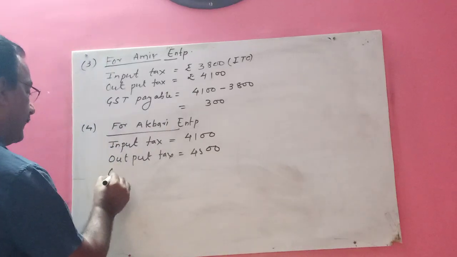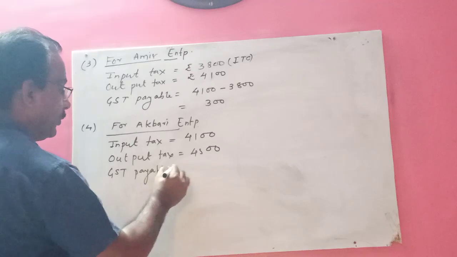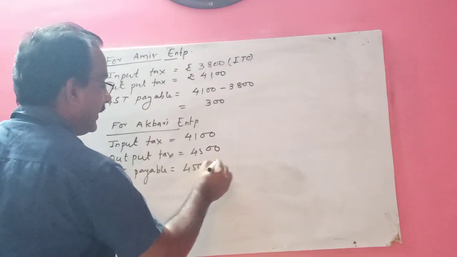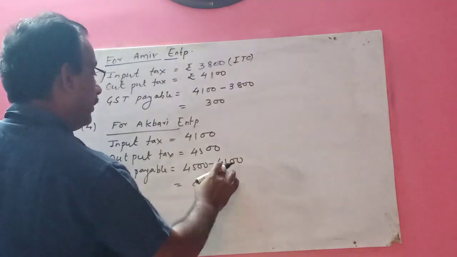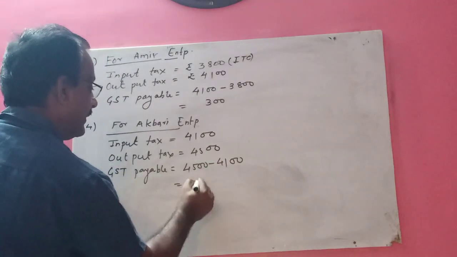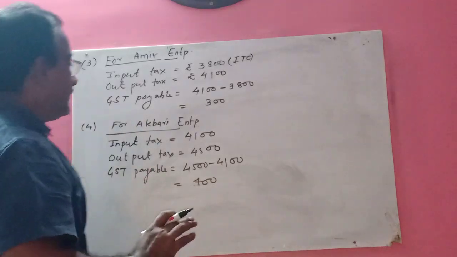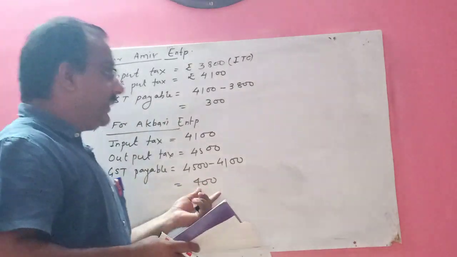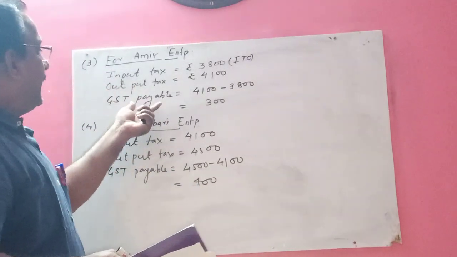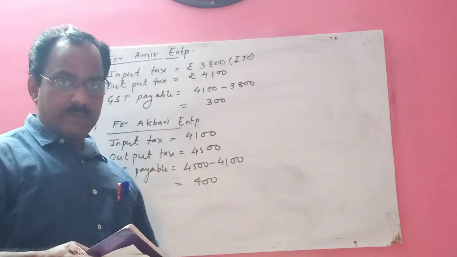So GST payable, how much will you get? GST payable is equal to 4,500 minus 4,100, so it is equal to 400. So the GST payable at this stage, meaning the GST paid by Akbari Enterprises to the government, is 400, and the GST paid by Amir Enterprise to the government is 300 rupees.